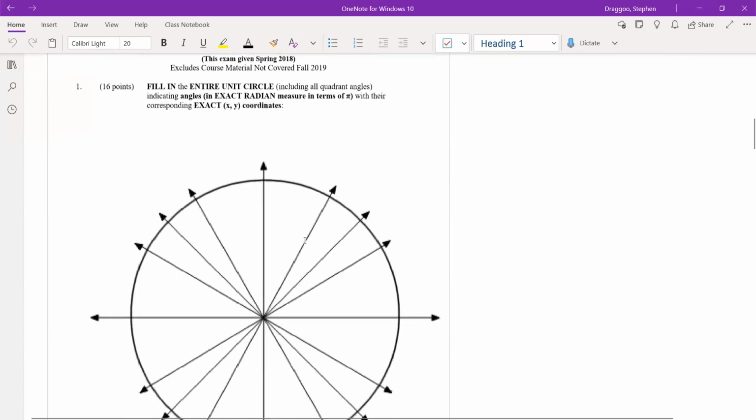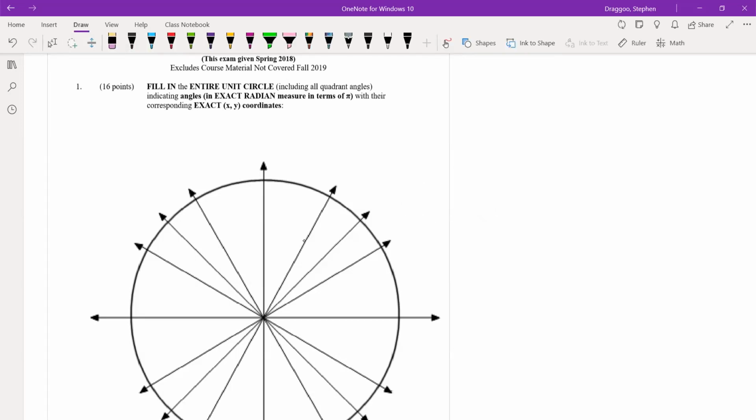But okay. The first question on the exam, the first page of the exam, is exactly this page right here. It's a blank copy of the unit circle, and we are going to ask you to just fill some of it in. Specifically, we're going to be asking for all of the points and the angles in radian measure. If I come highlight some of this stuff, we want angles in exact radian measure, and also we want the exact X and Y coordinate point.